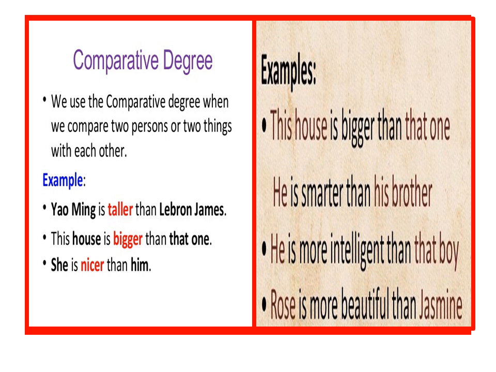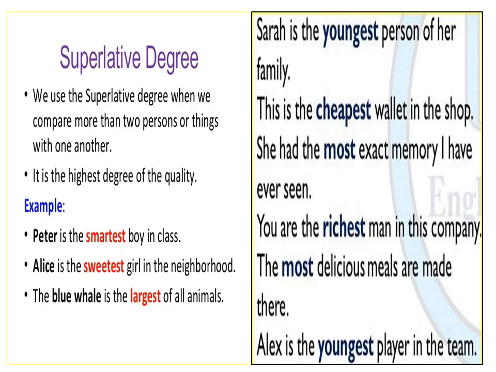Alright, let's look at the third degree. Now let's see what the superlative degree is. We use the superlative degree when we compare more than two persons or things with one another. I'll repeat it once again. We use the superlative degree when we compare more than two persons or things with one another, and it is the highest degree of quality.